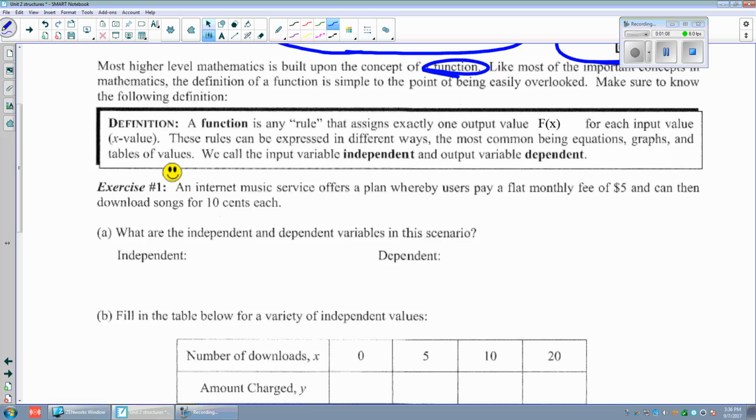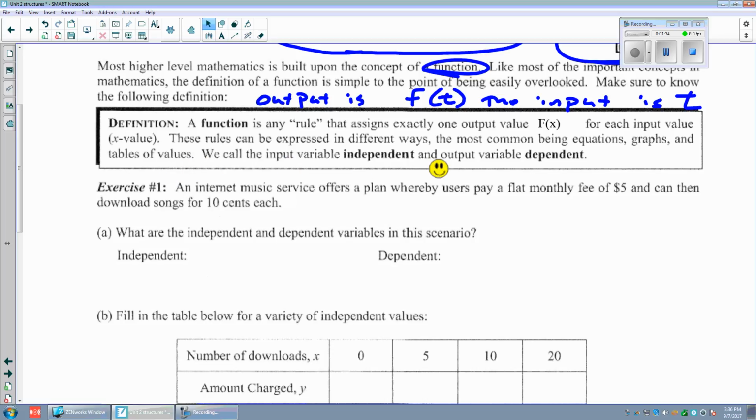Let's put up here that if the output is f of t, the input is t. Whatever's inside the parentheses is going to be the input. Okay, we call the input variable independent. Input, independent. And the output values dependent.